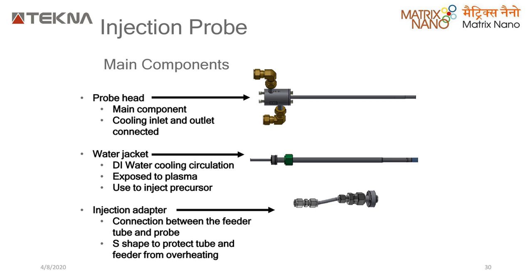One is the cooling inlet and the cooling outlet. This is your cooling inlet and this is your cooling outlet. In between, this goes into something called a water jacket, where you have DI water which circulates and cools. This part is completely exposed directly to your plasma. And this is your adapter, which is used to connect a feeder, whether it's gas, liquid, or whatever kind. It is the connections.